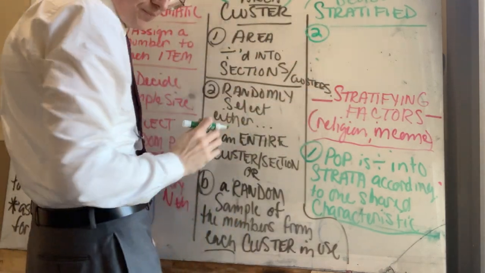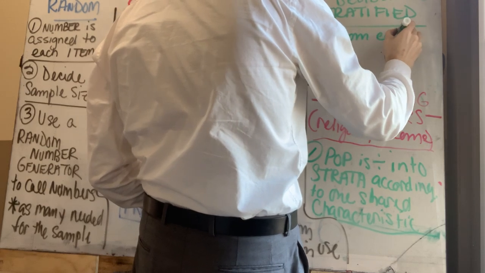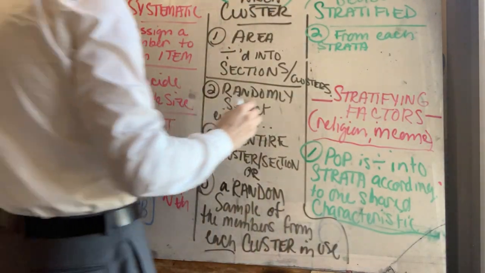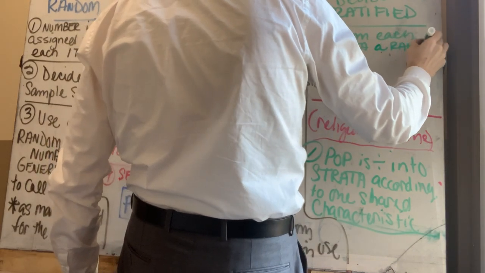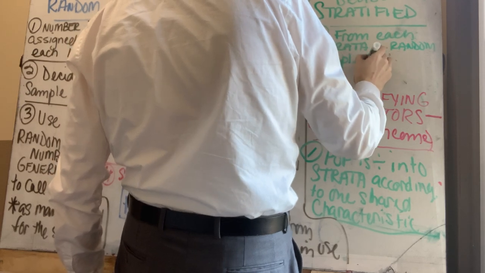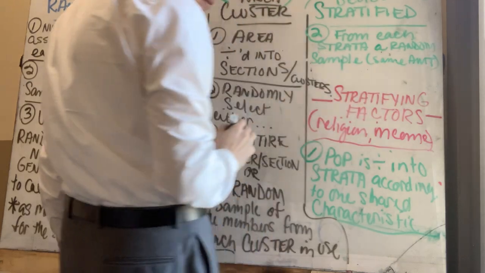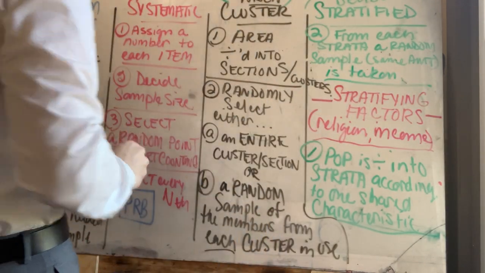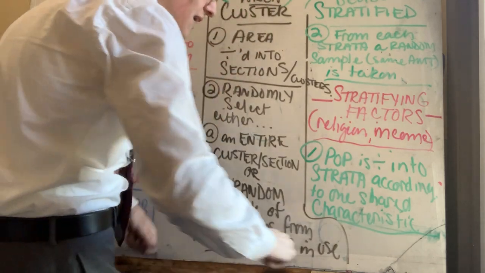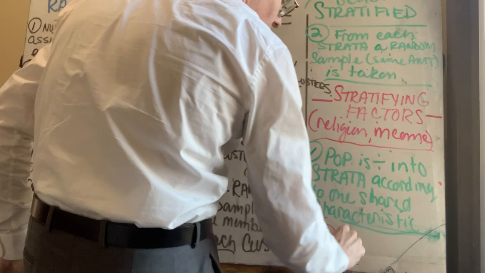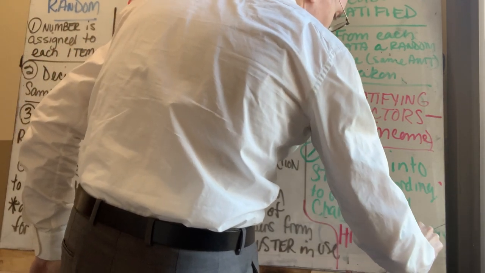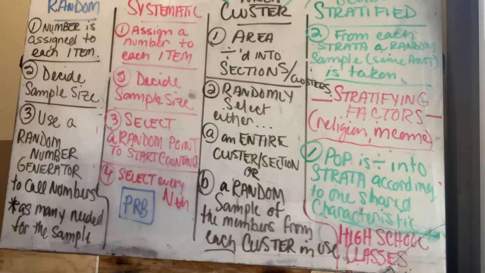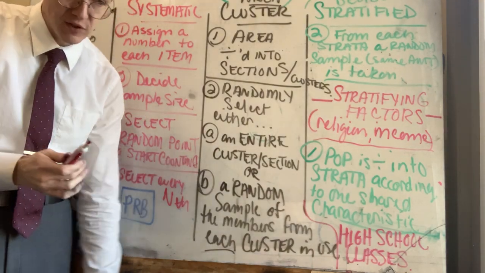Second step would be from each strata, a random sample of the same amount. High school classes. There are freshmen, sophomores, juniors and seniors, right? Colleges, four-year colleges, the same way.